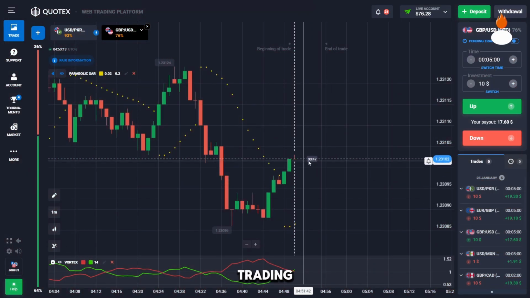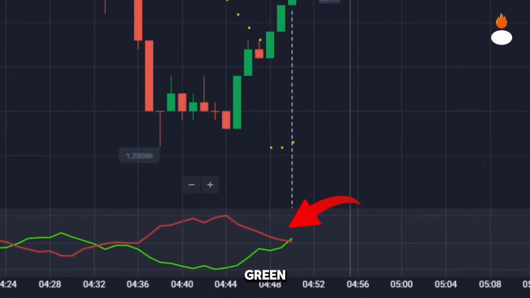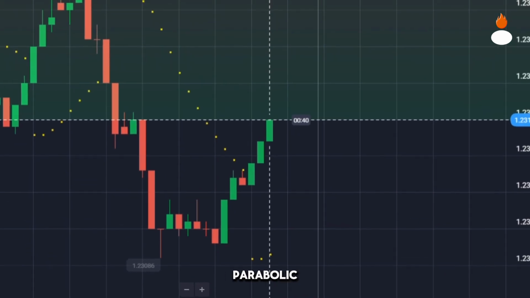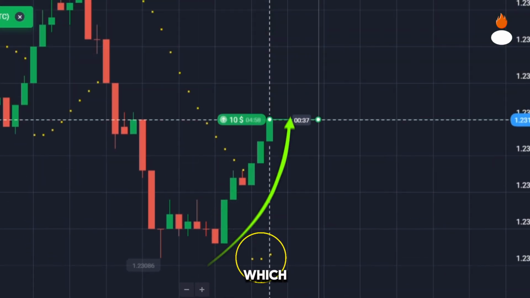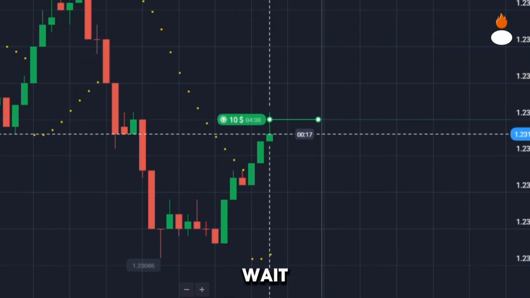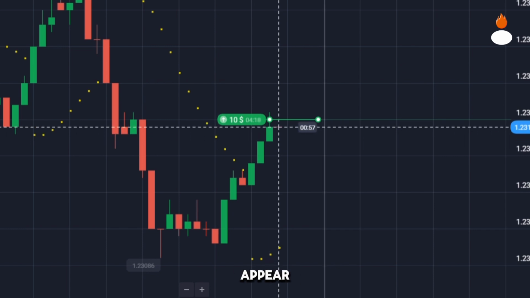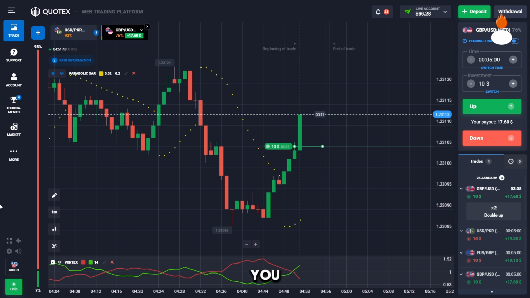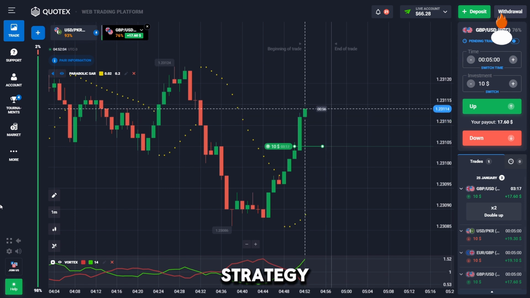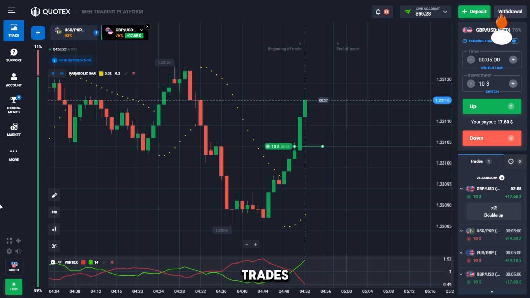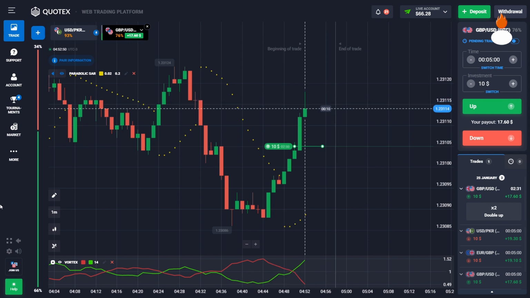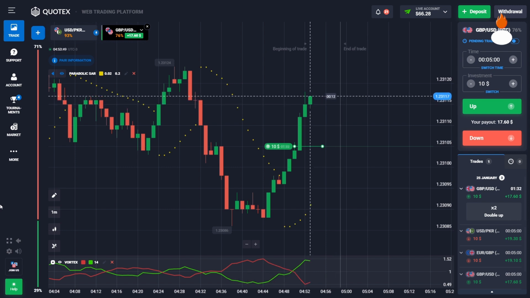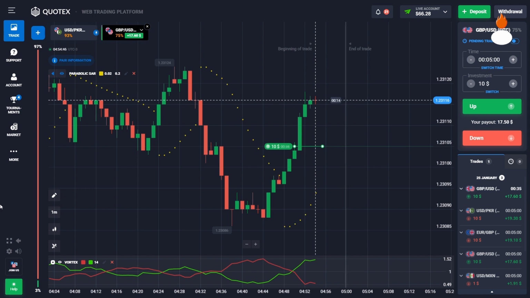Okay, let's open a trade in Quotex. Here, look, the vortex green line just crossed above the red line, so that's a bullish signal. Then, the parabolic SAR just flipped below, which confirms the trend is going up. Now wait for 3 SAR dots to appear before entering a trade. And remember, don't expect instant results. You gotta give the market time to move. This strategy works best for 5-minute trades. All right, let's wait for the result. And there we go, we won that trade.